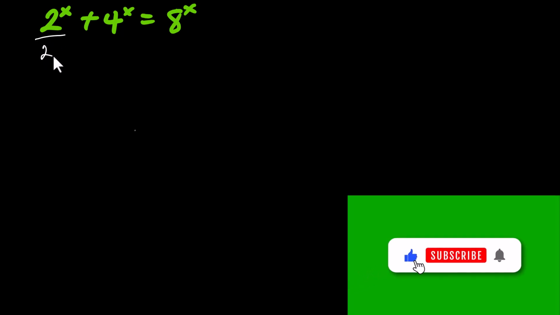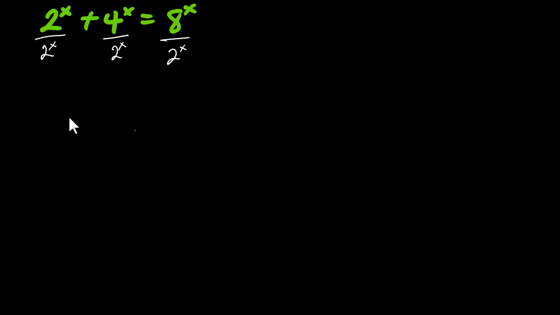Before we can solve for x, we have to dissolve the first term, that is 2 raised to x. So we want to divide both sides by 2 raised to x. The 2^x on the left will go away, leaving 1 plus 4^x over 2^x.